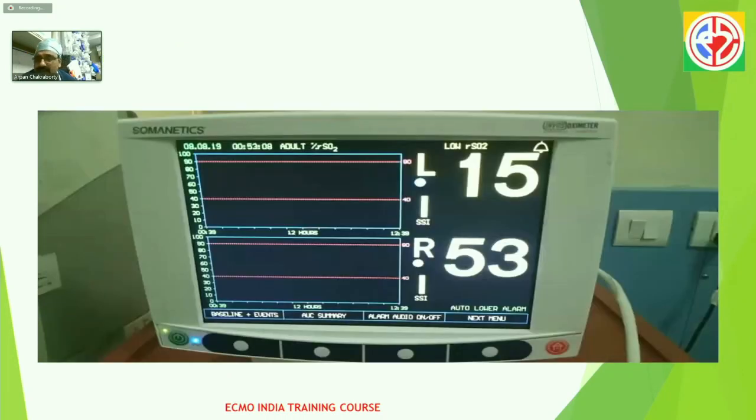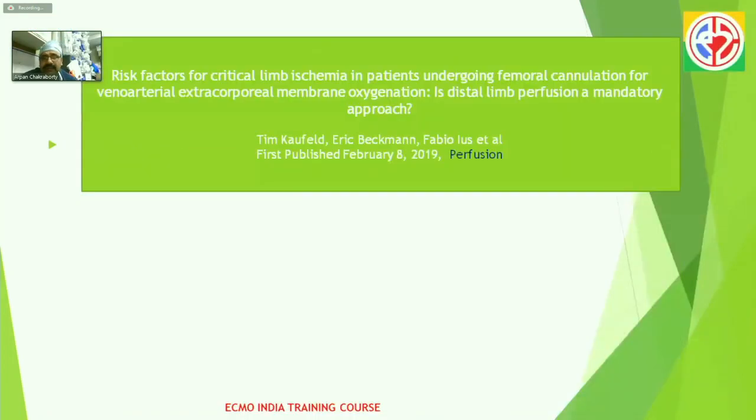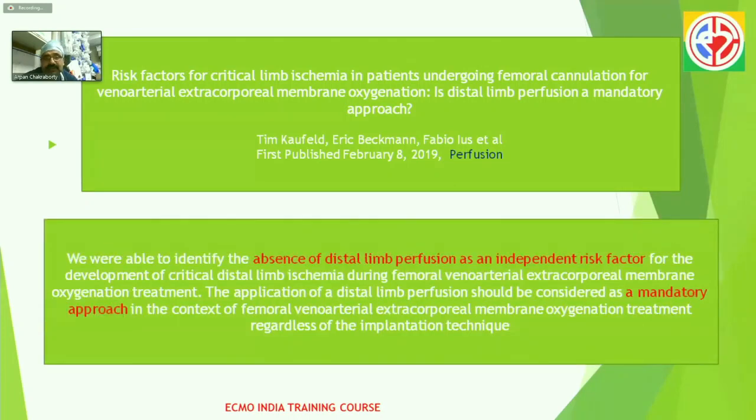But with the NIRS we put in both legs, we got very different numbers. Because we could not put a cannula at that point of time for distal perfusion, we put the distal perfusion cannula. And there is literature on risk factors for critical limb ischemia in patients undergoing femoral cannulation. It has been seen that if distal perfusion is necessary, it is always better to put the distal perfusion cannula, because absence of distal limb perfusion is always an independent risk factor, particularly if you are doing it at that point of ECPR.